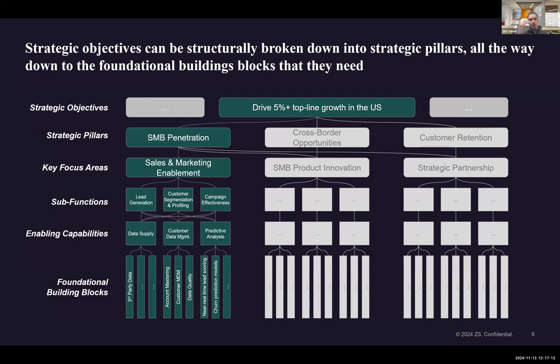So now as you go from that sub-function level to the enabling capabilities level, this is where the true pivot happens, right? So until this point, all of the language that we've used is business language. We are talking about strategy and decomposing that strategy into business levers, right? And now when you go from the sub-function to the enabling capabilities, this is where you are now speaking a data language, right? You are now saying, okay, what are the capabilities I truly need in order for me to drive lead generation? What are the capabilities I need from a data analytics perspective in order for me to drive customer segmentation? So this could be, you need to look at data supply. What do you have? Both in terms of internal data, external data. Do you have data sufficiency for you to be able to do this, right?